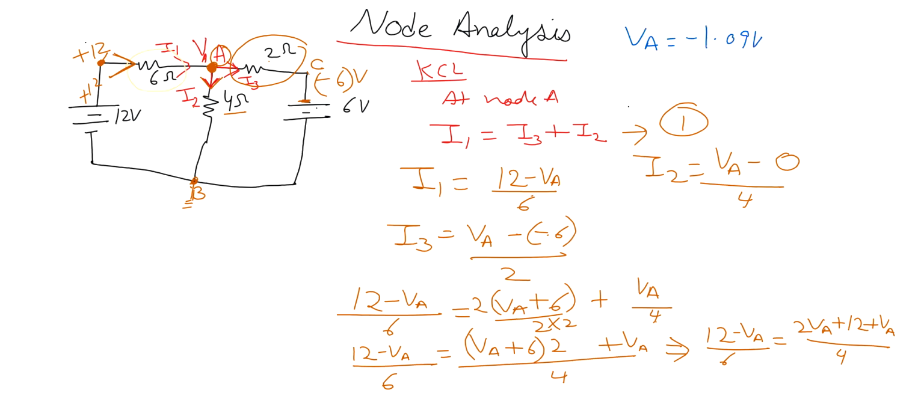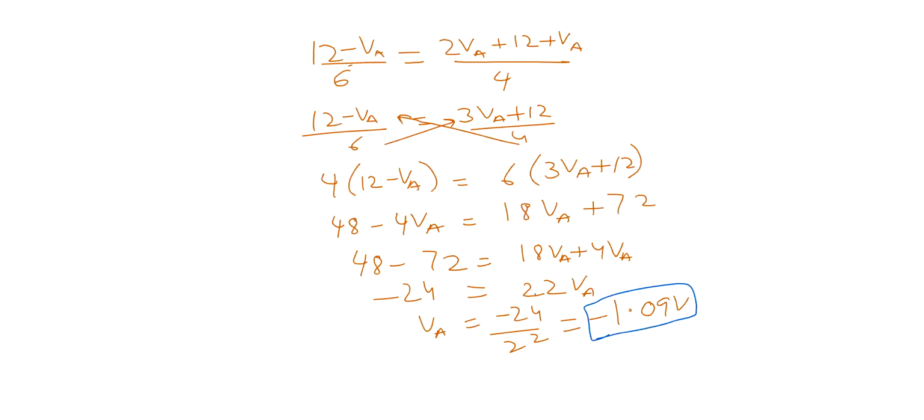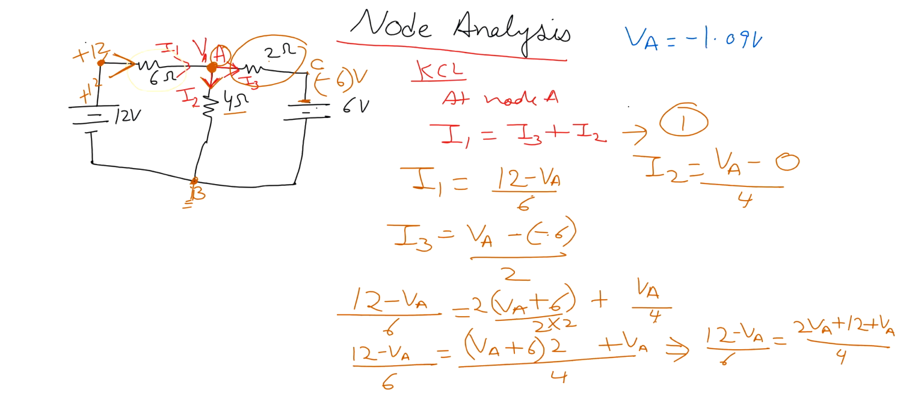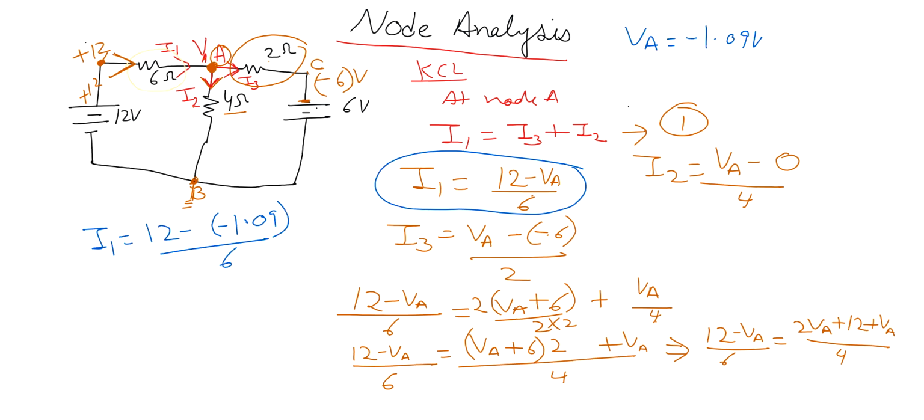You substitute the value of VA that we got into these equations. So I1 is (12 minus VA) over 6. So substitute the value of VA in I1. I1 is equal to (12 minus (minus 1.09)) divided by 6. That gives me 2.18. So I1 is 2.18 ampere. So I got the current in the 6 ohm resistor as 2.18 ampere.